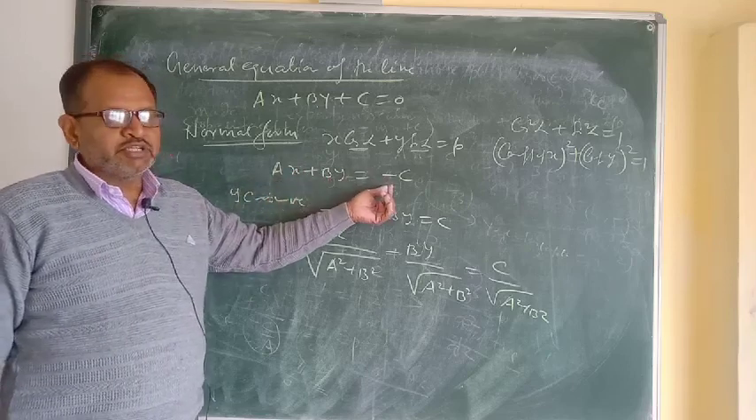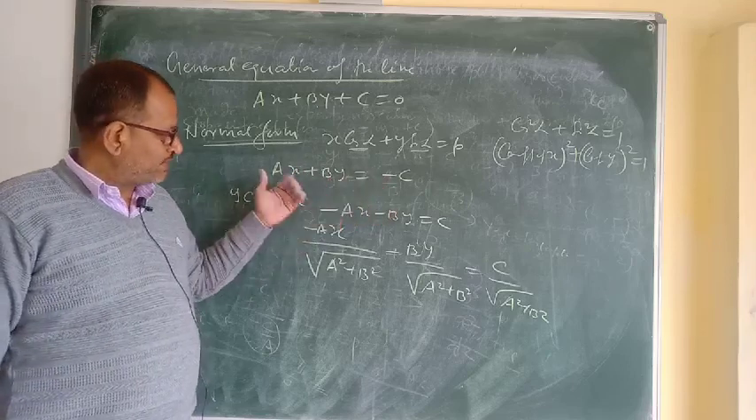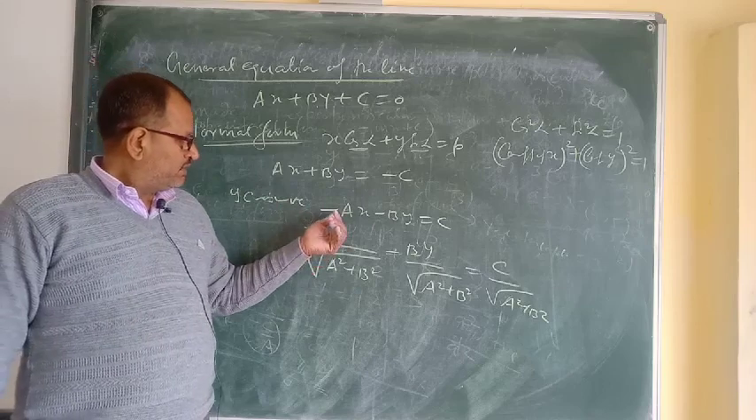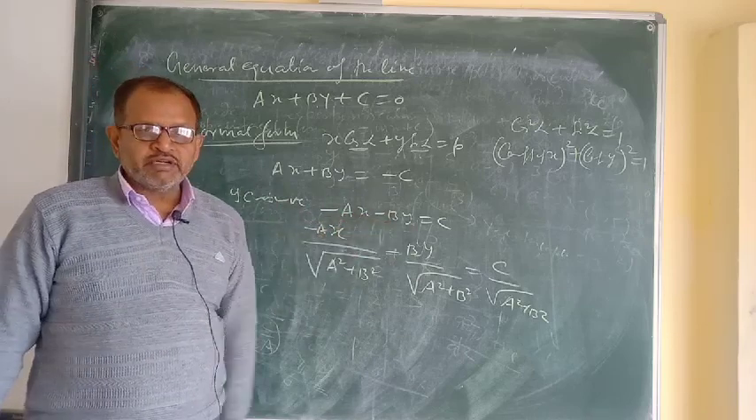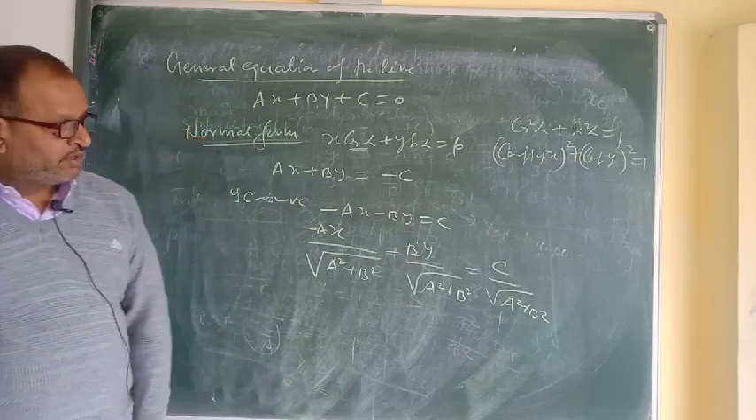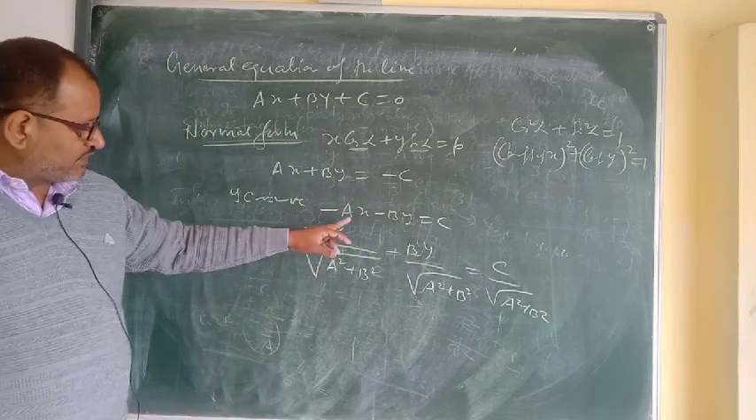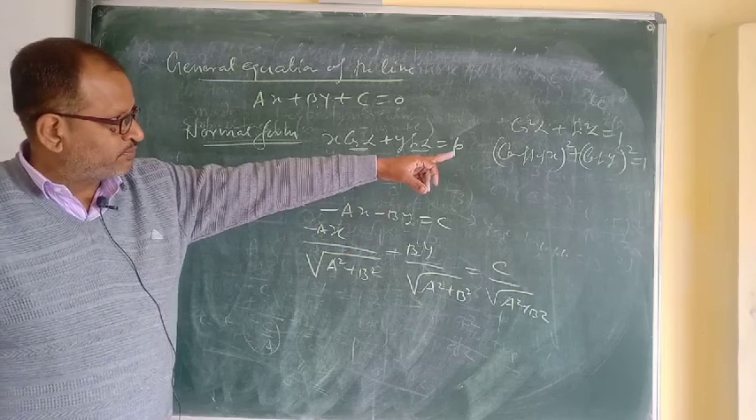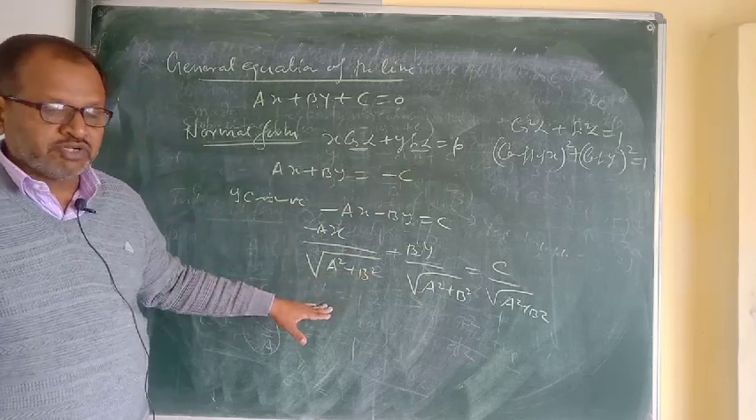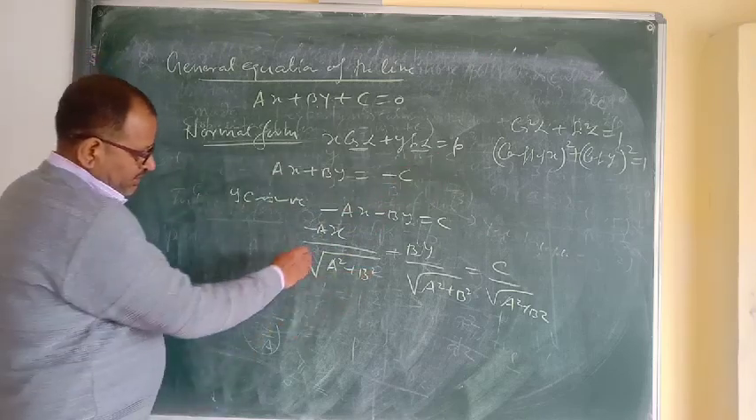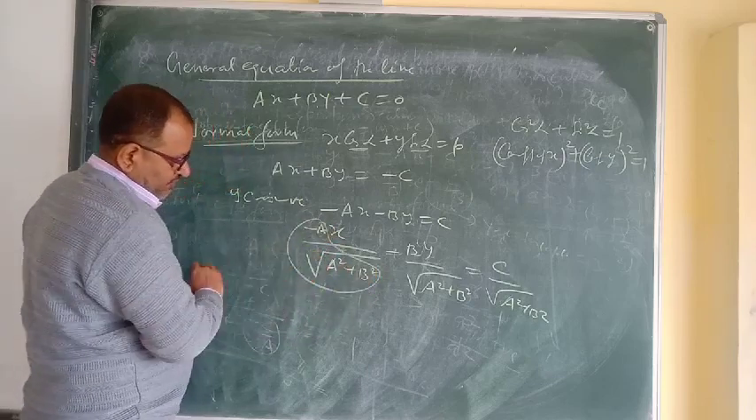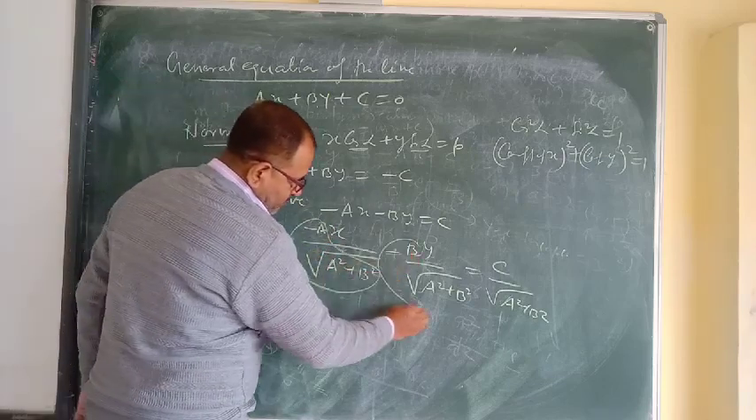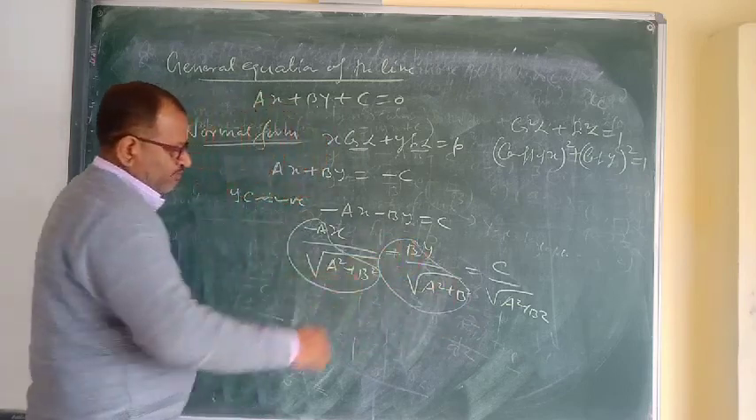If it is negative, firstly make it positive. After that divide it by the square root of the coefficient of x squared plus the coefficient of y squared, because the coefficient of x whole squared plus the coefficient of y whole squared must come to 1. So if we take the square of the coefficient of x and the square of the coefficient of y, it will come to 1.